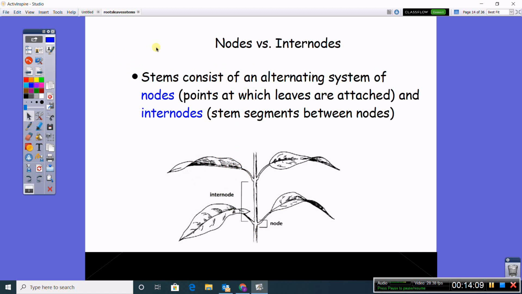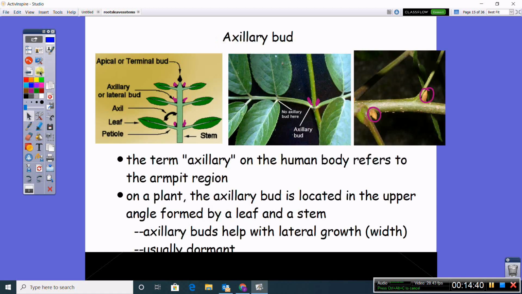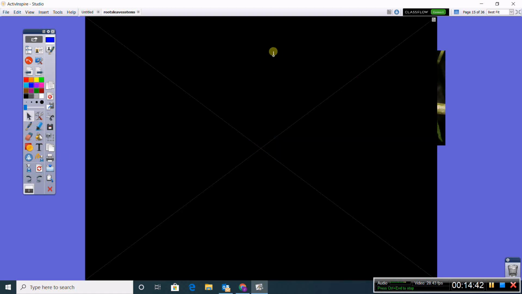All right, some terminology here. Stems consist of alternating nodes and internodes. The nodes are the point at which the leaf, which is this entire structure, attaches. And the internode is the section of the stem that is between the nodes, because again, that's what inter means. It means between. And if I ever go too fast, just feel free to pause me. I just know I've got a lot to get through today, so I'm trying to speed it up a little bit.